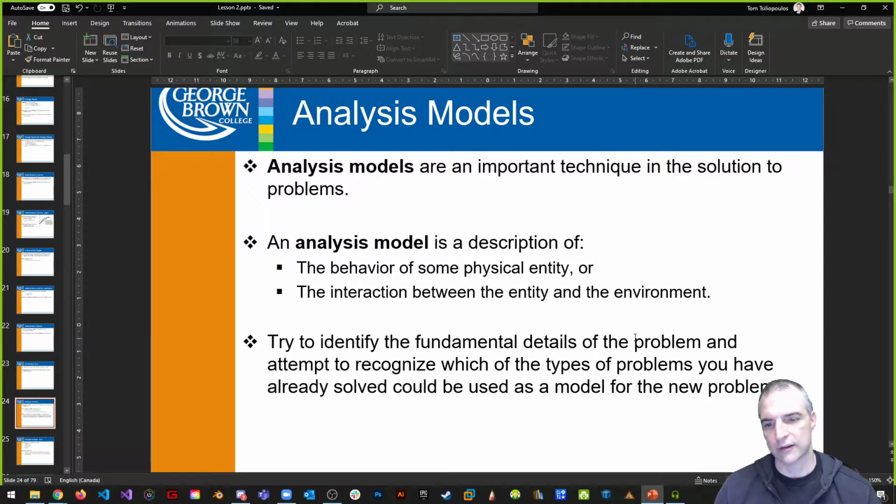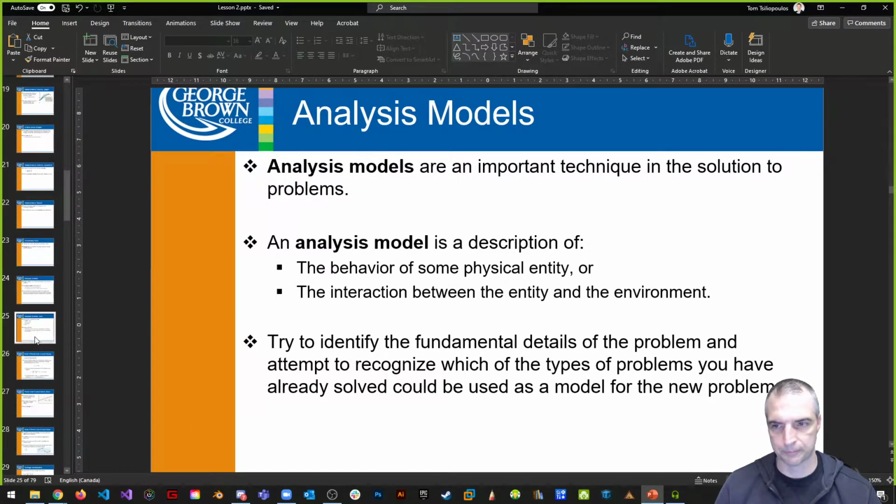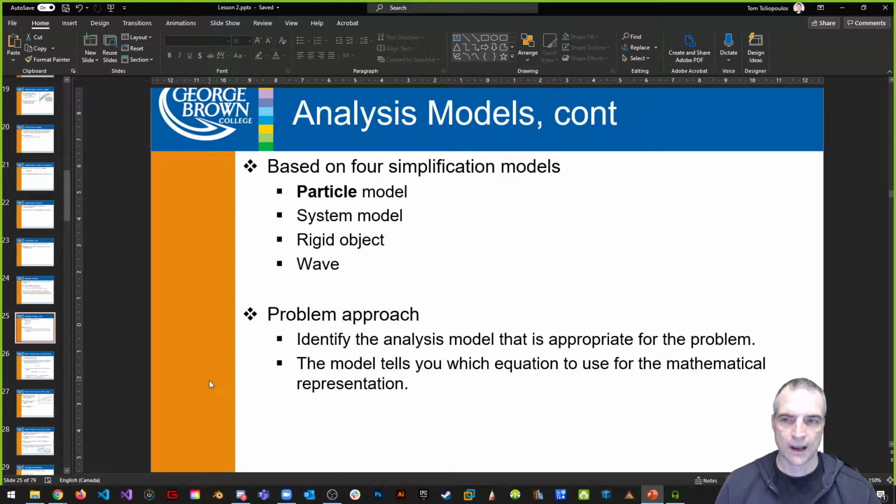We try to identify fundamental details of the problem. So try and derive the components of the problem or break it out into smaller problems when we try to apply physics to it. And it's based on 4 simplification models. One is the particle model. Another one is the system model. A third one is the rigid object model. And the fourth one is the wave model.